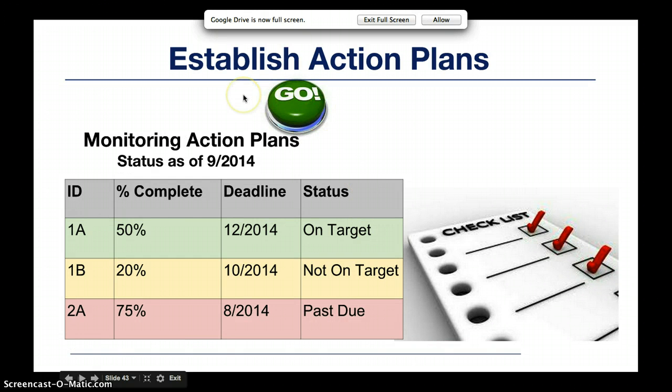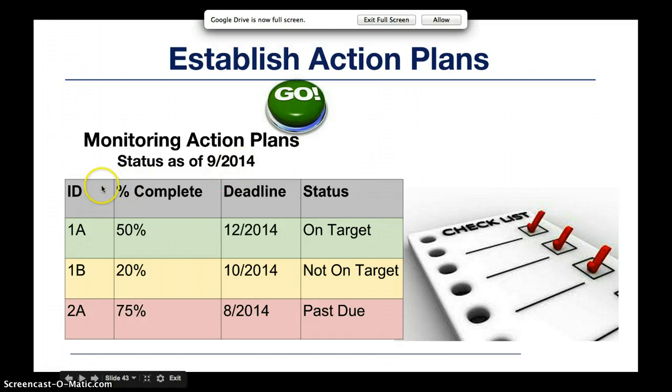So it's important to not only establish your action plans, but then on an ongoing basis, monitor them to make sure that you're tracking toward those goals. So here's a monitoring action plans worksheet I've developed for this exercise, and we can see the statuses as of September 2014. So clearly document your dates on here so that the reader clearly understands what date we're talking about.